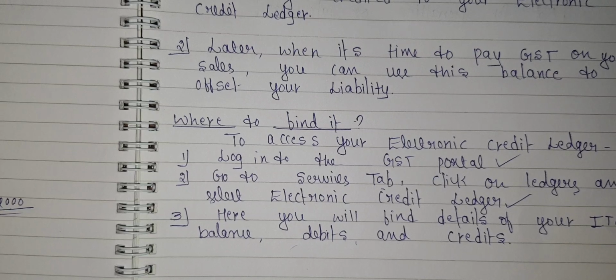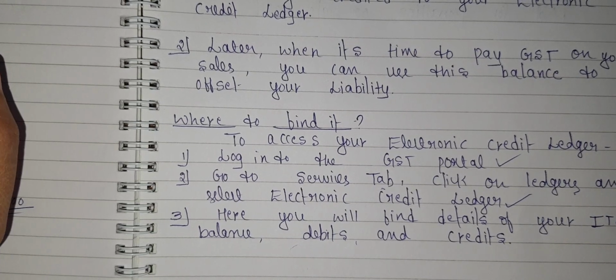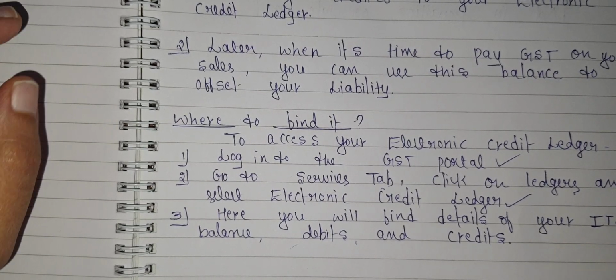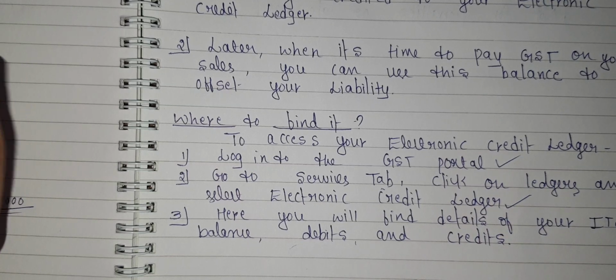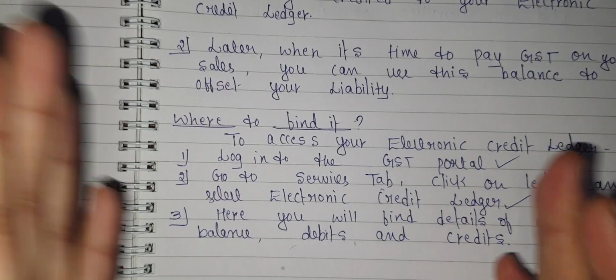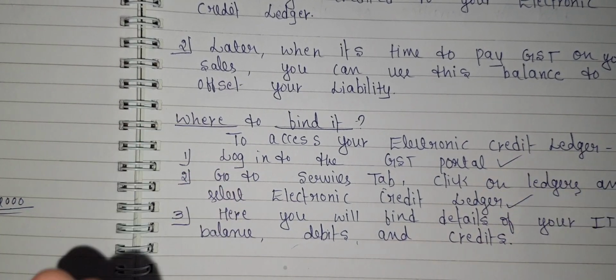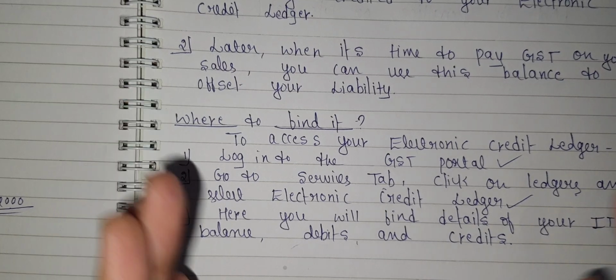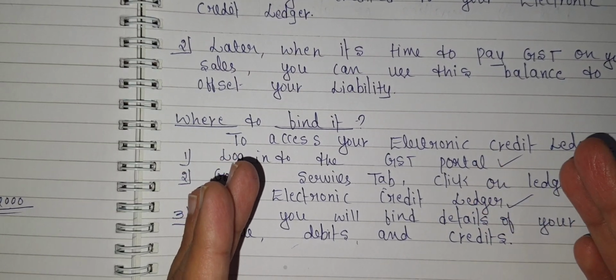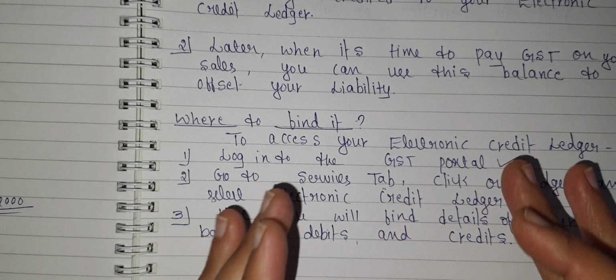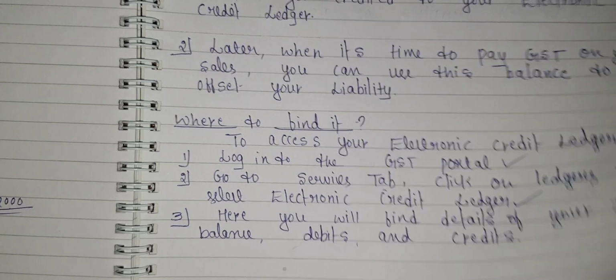And after that, what we have to do? Here you will find the details in Electronic Credit Ledger. You will find the details of your input tax credit and any debits and credits. This information you will get in the Electronic Credit Ledger.